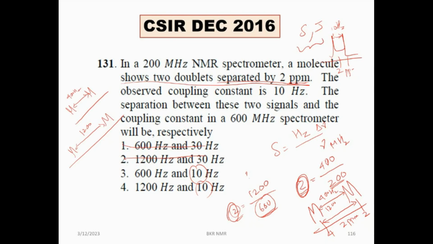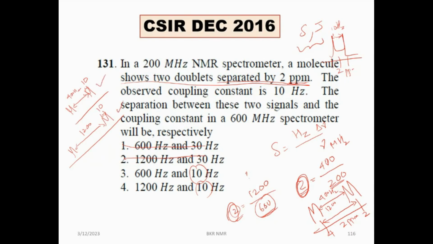Here the delta value doesn't change. The separation between the lines will remain the same. Here it is 10 hertz separation, and here also it is 10 hertz. It never changes. Is this clear? The distance between the lines of a multiplet will never change. What changes is the distance by which the multiplets move apart. This is what is going to change.